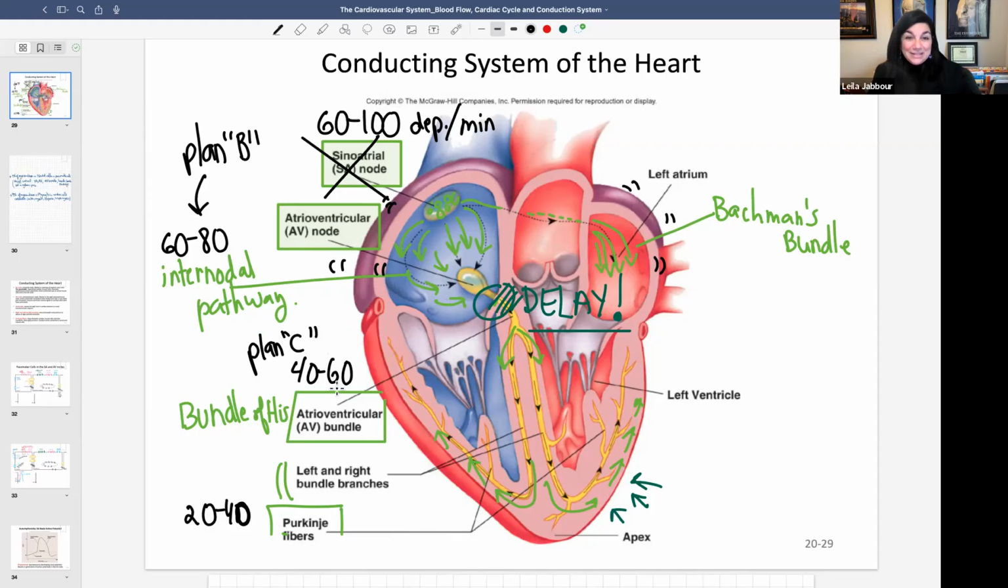So this is actually plan C, the AP node, and plan A, B, C, D, a plan D. So really, if we needed to, we could count on the Purkinje fibers to be these cells that will set the pace at 20 to 40 depolarizations per minute. Of course, it's not enough. It's not ideal, and it's still a problem, but the heart is still beating. That's the point.